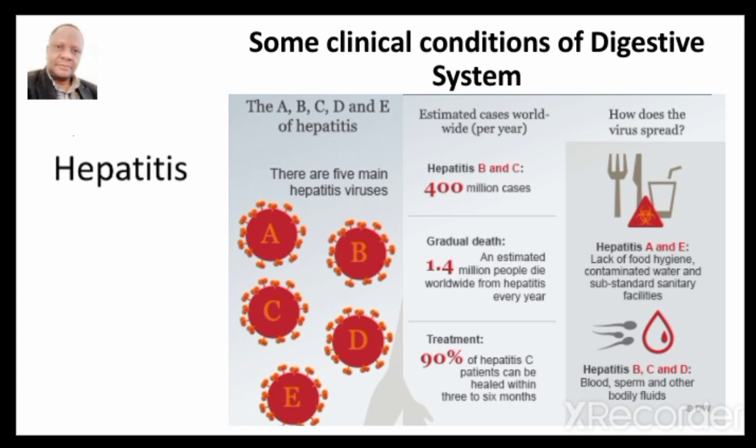Statistics also reveal that 90% of hepatitis C patients can be healed within 3 to 6 months. And they are spread differently. For instance, hepatitis A and E are caused by lack of food hygiene, contaminated water, substandard sanitary facilities. Whereas hepatitis B, C, and D are actually transmitted through body fluids like blood, like sperm. So we have to note all of that.